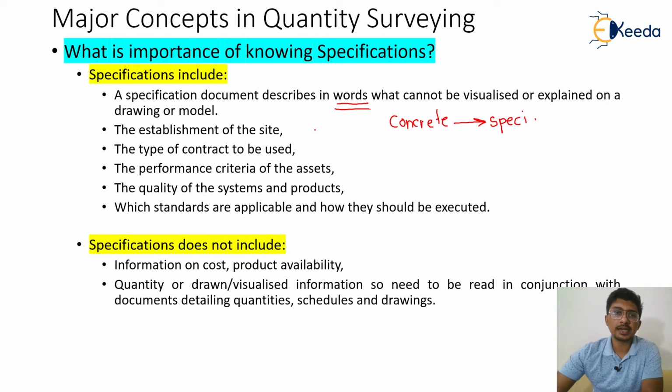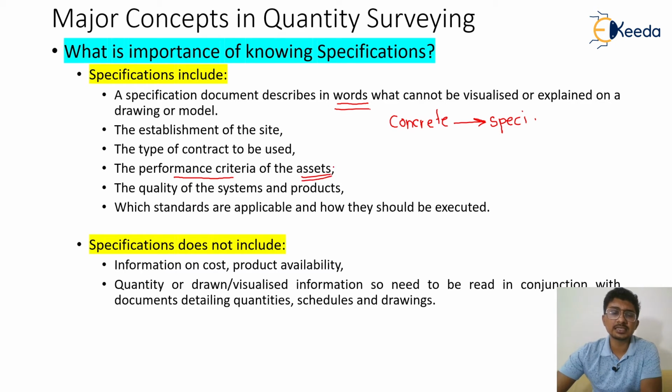Then the type of contract to be used: what type of contract I need to follow, what type of contract the owner is expecting me to follow, everything is explained in this specification document.